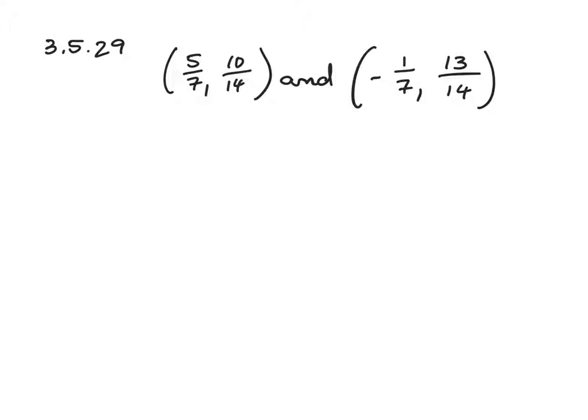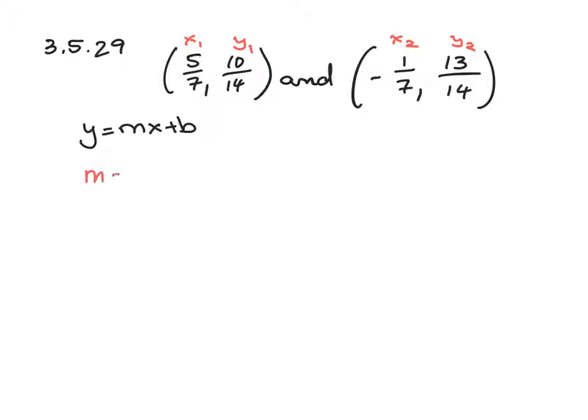In this problem again, you have 2 points given, this time in the form of fractions, and you have to find the equation of the line. The equation of the line is y equals mx plus b. The first step is to find the slope. So to help me out, I label my ordered pairs with x1, y1, x2, and y2.